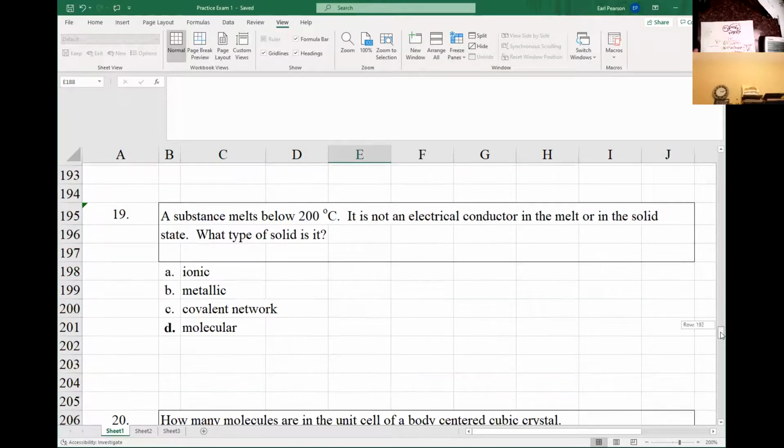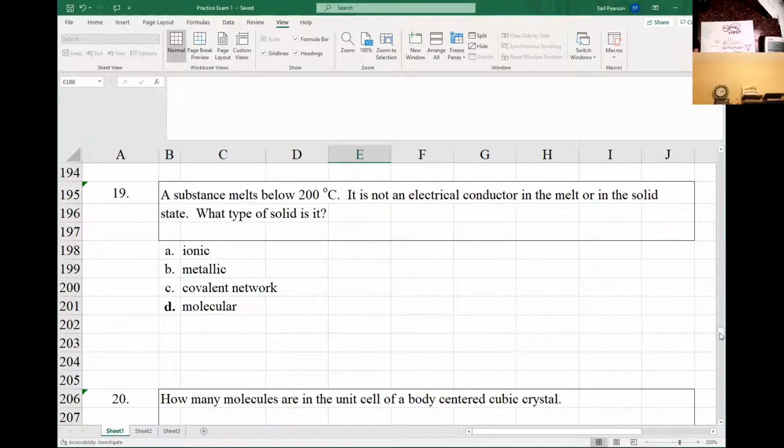Number 19. A substance melts below 200. Okay, so that's a fairly low melting point. I guess I haven't eliminated anything except covalent networks. It couldn't be that because their melting points are thousands of degrees. So it couldn't be this one. I can eliminate it now.